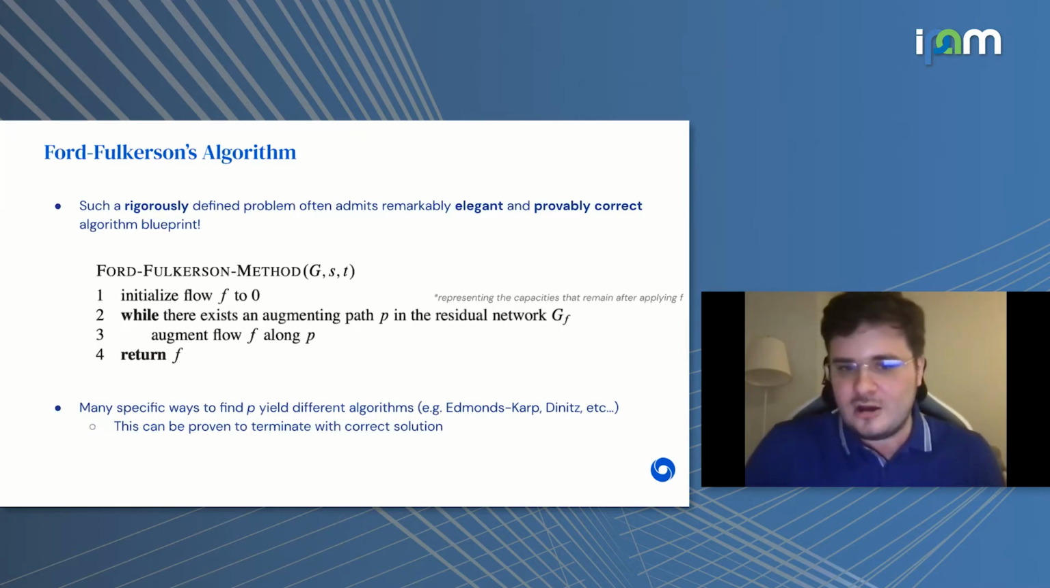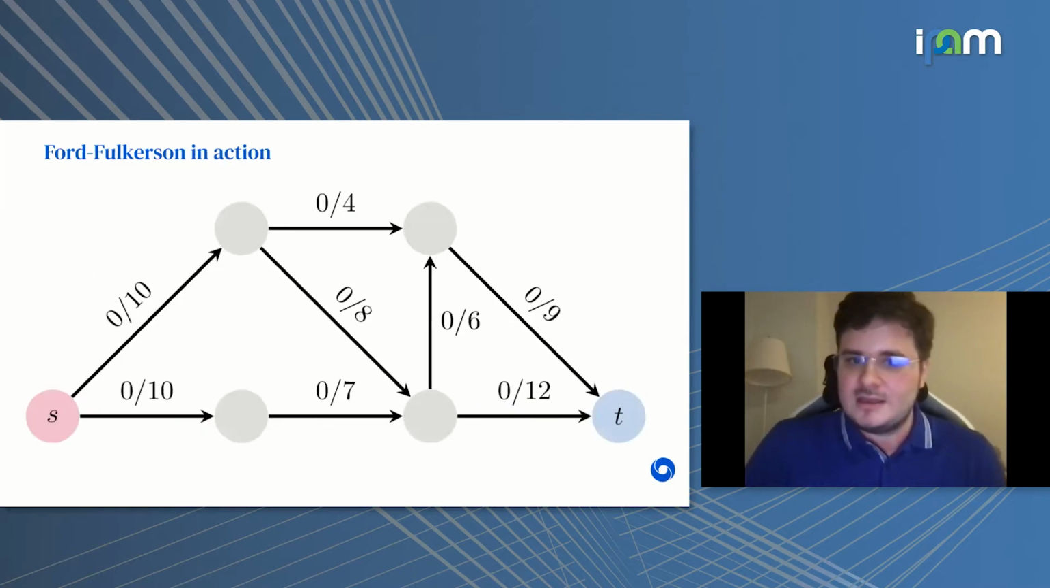I can augment as much as possible flow along this path until it's no longer possible, and I can return my flow. And depending on exactly how I find this augmenting path, I can recover many different specific instances of the Ford-Fulkerson blueprint, like the Edmonds-Karp algorithm or Dinitz's algorithm and so on. And no matter which one you choose, it can be easily proven that this will terminate with the correct solution. So let's just quickly see how this algorithm performs.